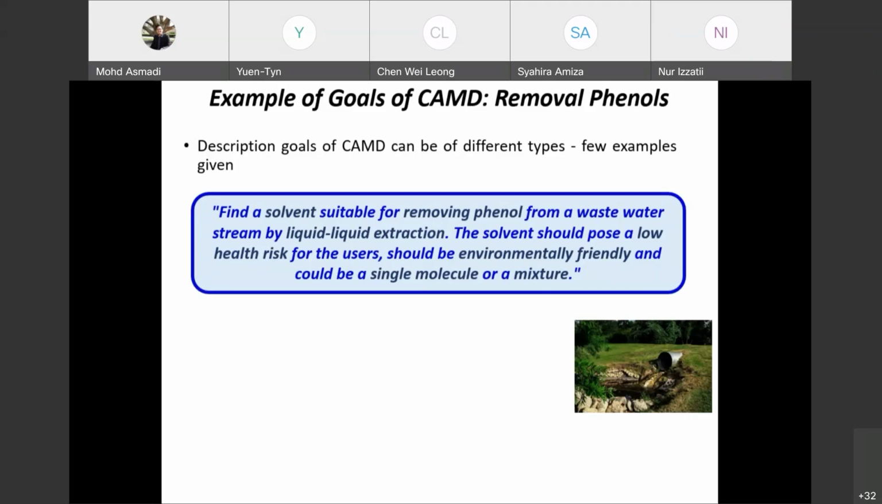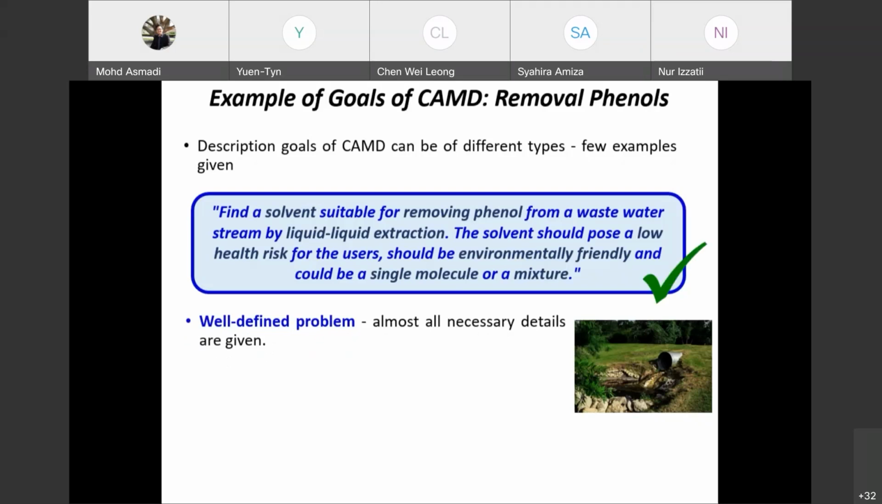Bisphenol A is one of the pharmaceutical wastes, along with aspirin, to be removed from the wastewater stream by liquid extraction. The solvent should pose a low health risk for the user: non-toxic or low toxic, environmentally friendly, and it could be a single molecule or a mixture. So this is a well-defined problem because all the necessary details are given, meaning that we have to remove the phenols using liquid extraction.